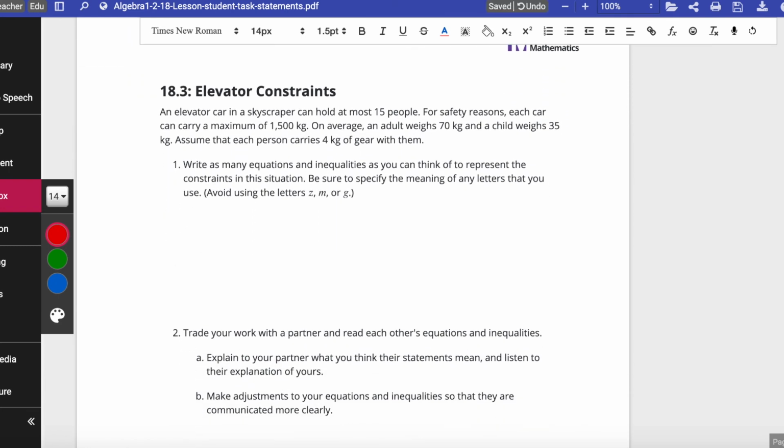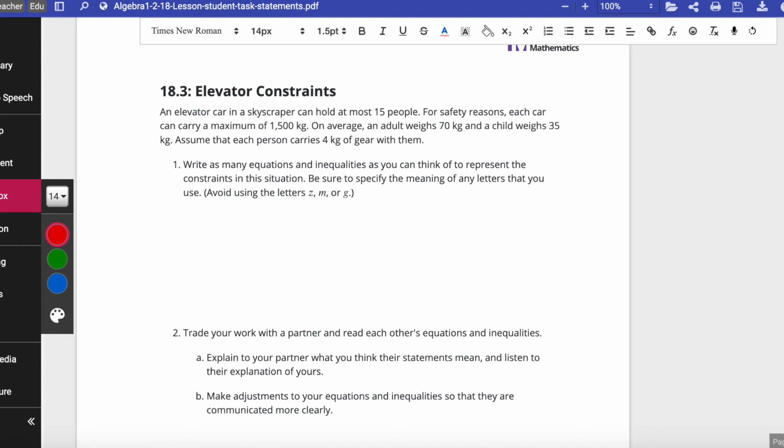Okay, 18.3 elevator constraints. An elevator car in a skyscraper can hold at most 15 people. And then they have these safety reasons. Each car can carry a maximum of 1,500 kilograms. And they tell you what on average an adult weighs, on average what a child weighs. And each person's going to carry 4 kilograms of gear. So they want us to write as many equations and inequalities as you can think of to represent the constraints.